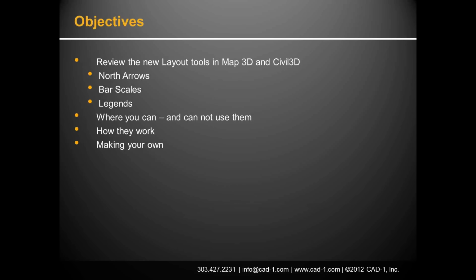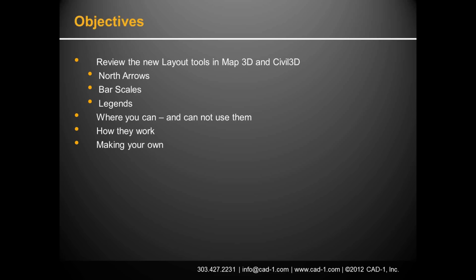Things that we're going to be chatting about today. I did change up the name of it a little bit because putting in north arrows, bar scales, and legends on my first slide was a little bit lengthy. But in fact, when the notification was sent out, what we're going to talk about today is some of the newer features inside of AutoCAD Map and Civil 3D. These are layout tools specifically for paper space layouts. So the new tools are north arrows, bar scales, and legends, and what makes them so new.